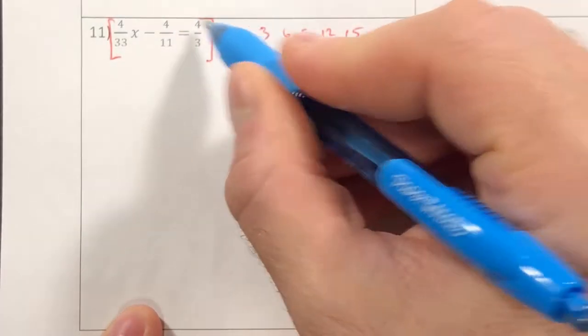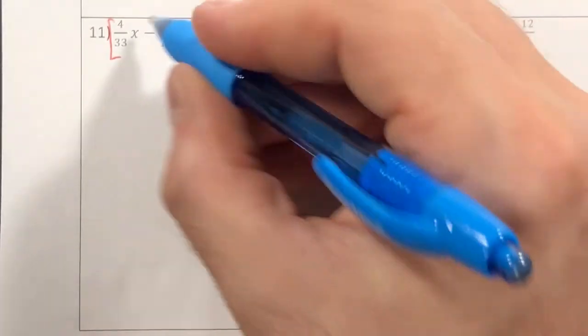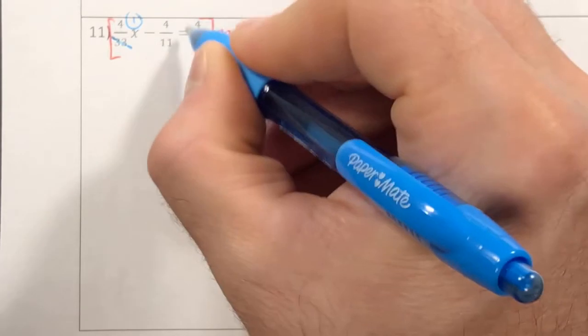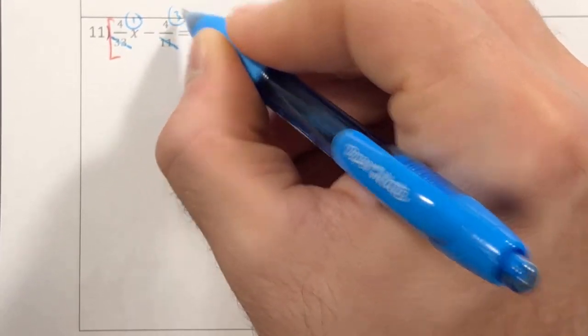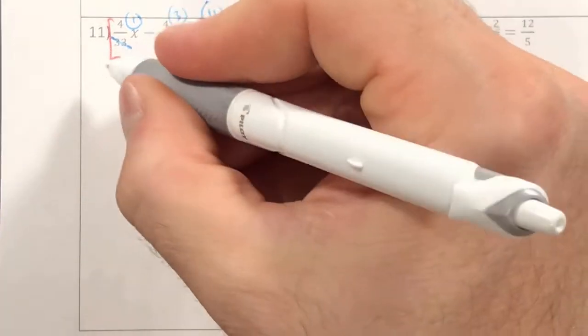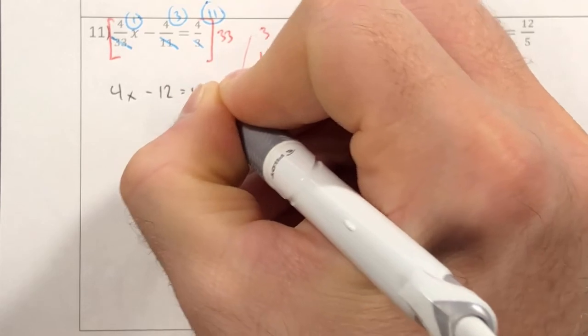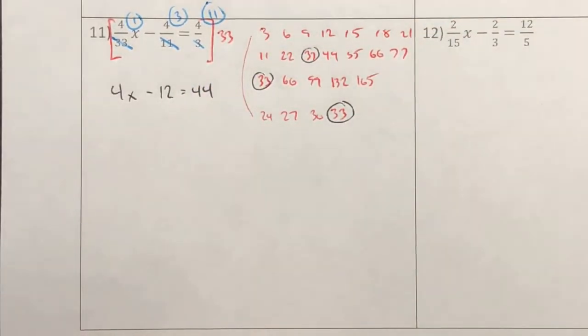Instead of multiplying 33 by 4, 33 by 4, and 33 by 4, and then doing the division, I'm just going to say 33 divided by 33 is 1, divided by 11 is 3, divided by 3 is 11. That'll give me the brand new equation of 4x minus 12 is equal to 44. A much easier equation to deal with.